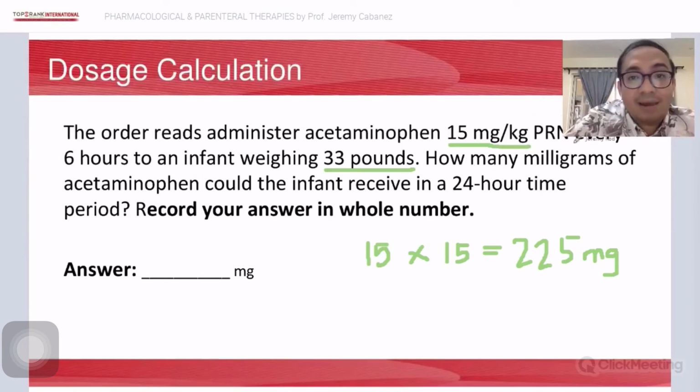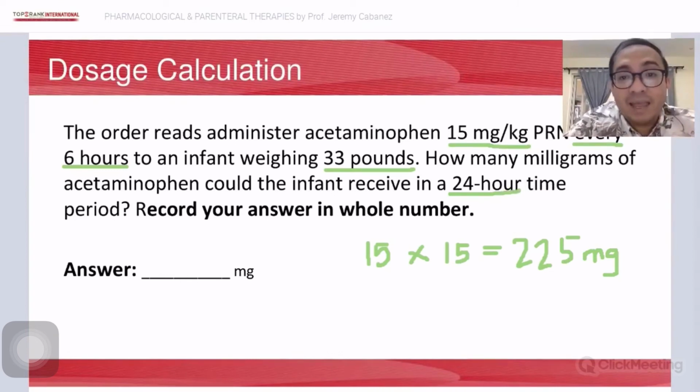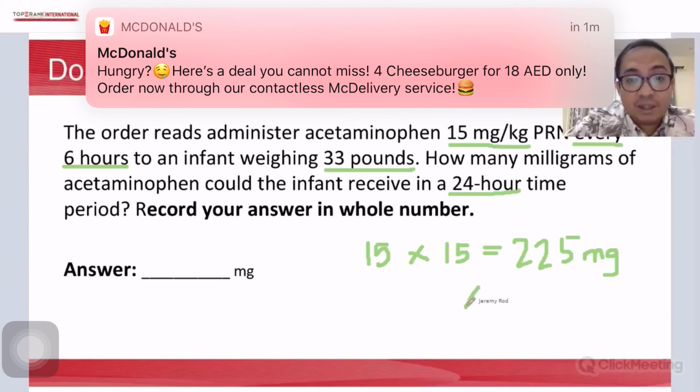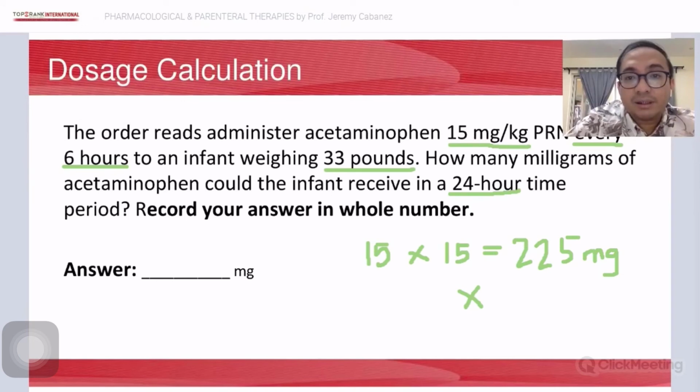Every 6 hours. Pero anong tanong sa atin? Ang tanong, in a 24-hour. So, paano mo malaman ilan beses ibibigay? Every 6 hours. So, 24 divided by 6, ilan po? It's 6, right? So, definitely, this should be given 4 times, okay? Every 6 hours. Okay?